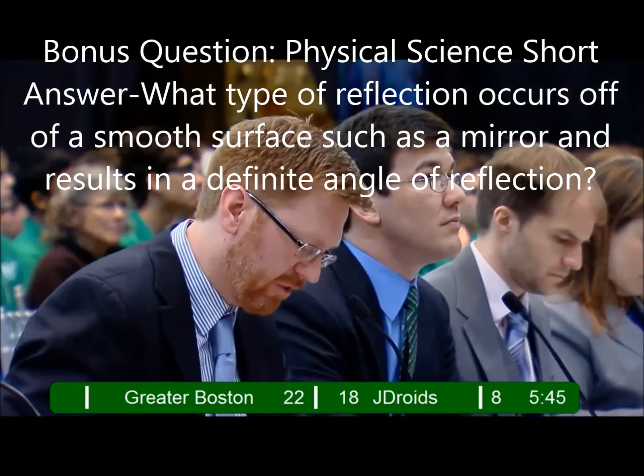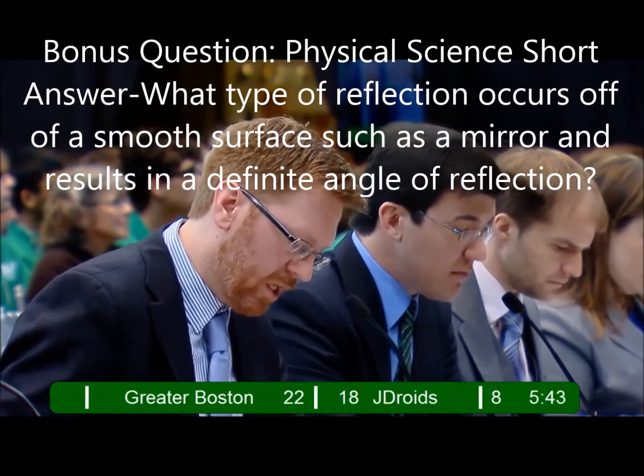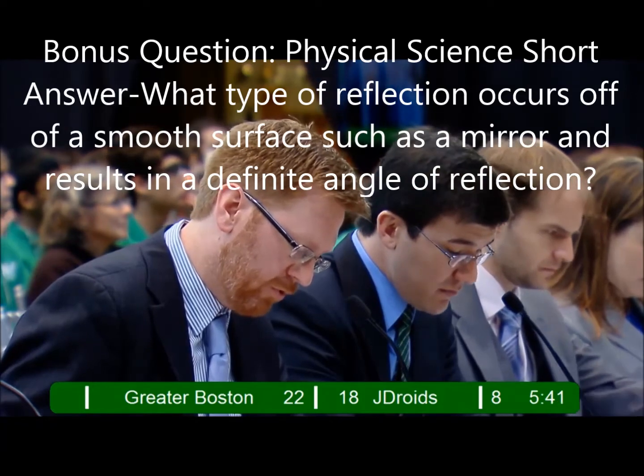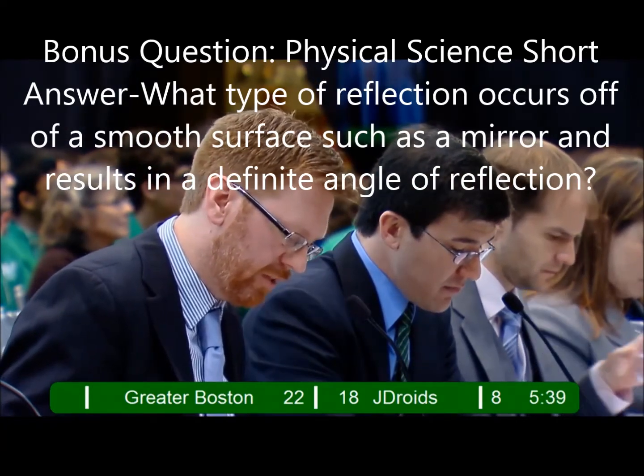Bonus question, physical science, short answer. What type of reflection occurs off of a smooth surface such as a mirror and results in a definite angle of reflection?